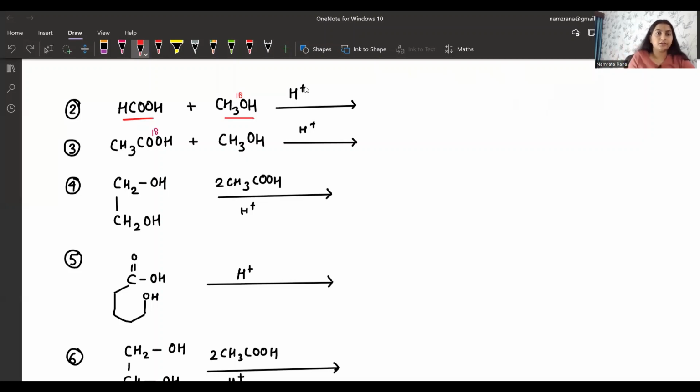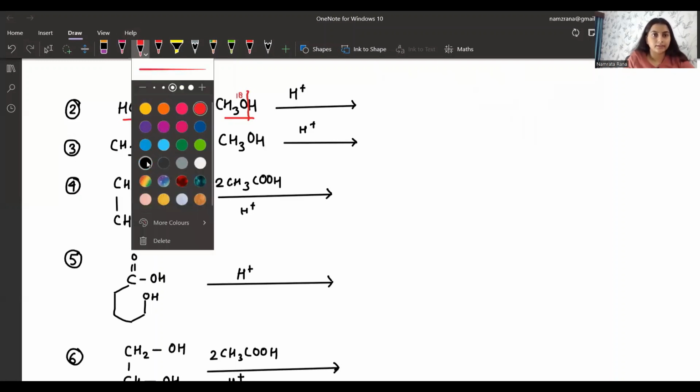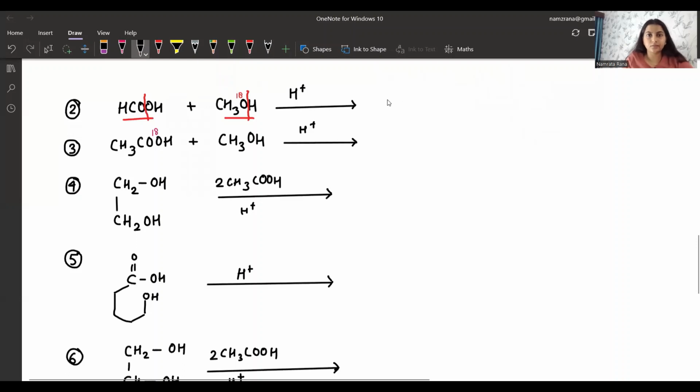So in esterification reaction, what actually happens is you need to cleave this OH bond, the OH bond of the alcohol, and make an ester. So the ester is HC double bond O of this acidic part, and the alcoholic part will give you oxygen 18 and CH3. The leftover part is water. Am I correct? You need to see this isotopic labeling also.